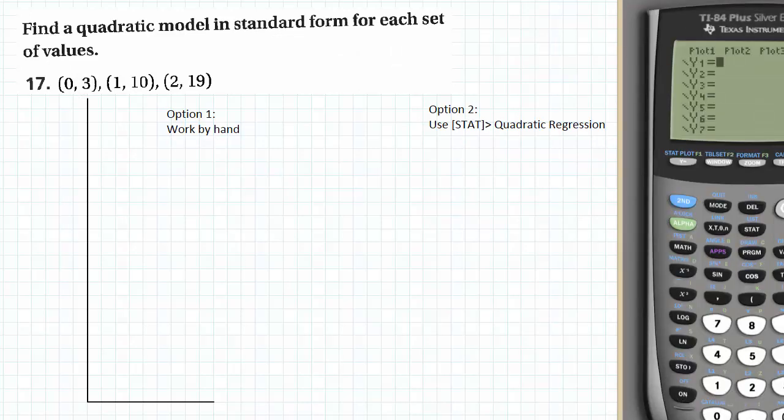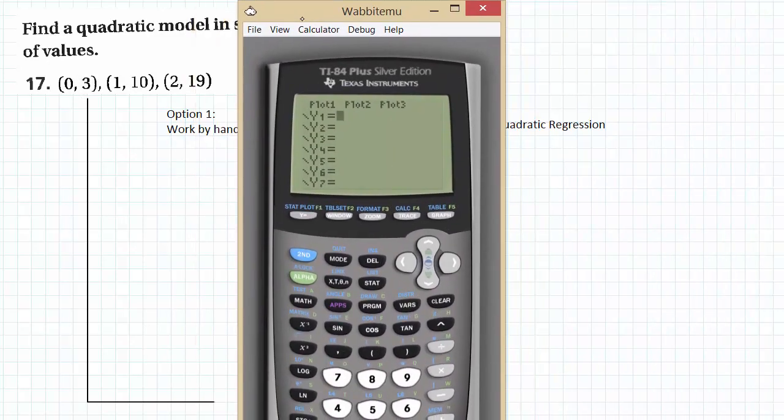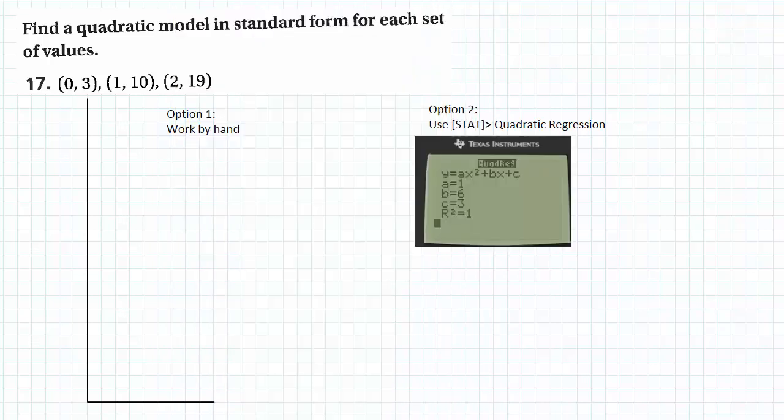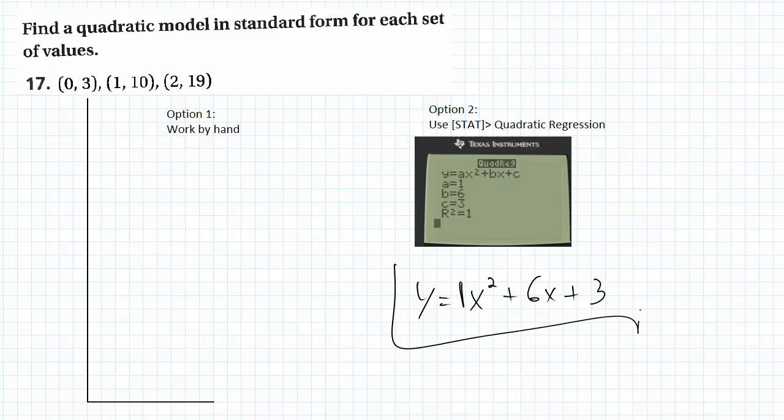If I want to find a quadratic model given 3 points, I can try to do it by hand. It is possible, but I'd rather do it on a calculator. If you do it on a calculator, all you have to do is enter those 3 points, put the x coordinates into L1, the y coordinates into L2, go over to stat, calc, hit enter a few times. Now this right here is going to give you your formula, but you have to translate that into standard form. So make sure you put the a, the b, and the c, put those numbers in place of those.